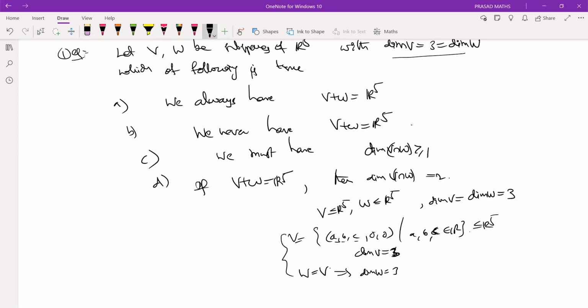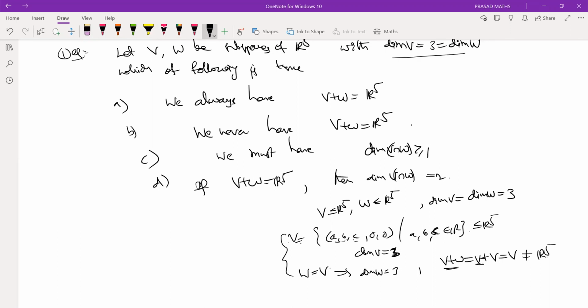So this condition is satisfied. But what happened? V plus W is equal to, whenever these two are subspaces, V plus V is nothing but again V. Whenever V is a subspace, V plus V is equal to V, you have seen. But V is never equal to R5 here, because the free variables here are 3. In R5 the dimension is 5. In V the dimension is 3. Therefore, V cannot be R5.